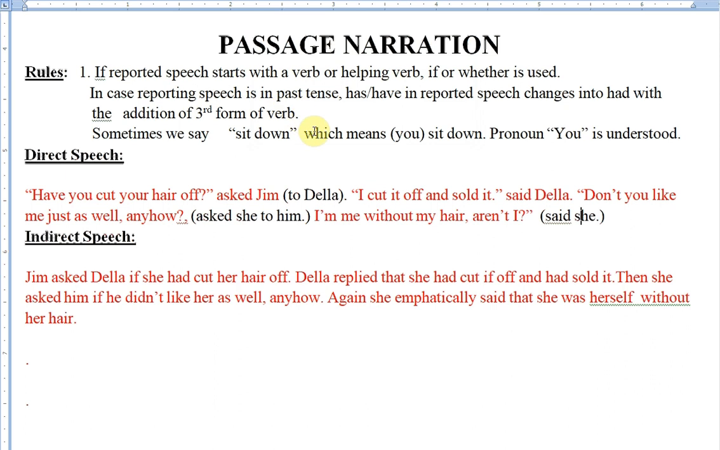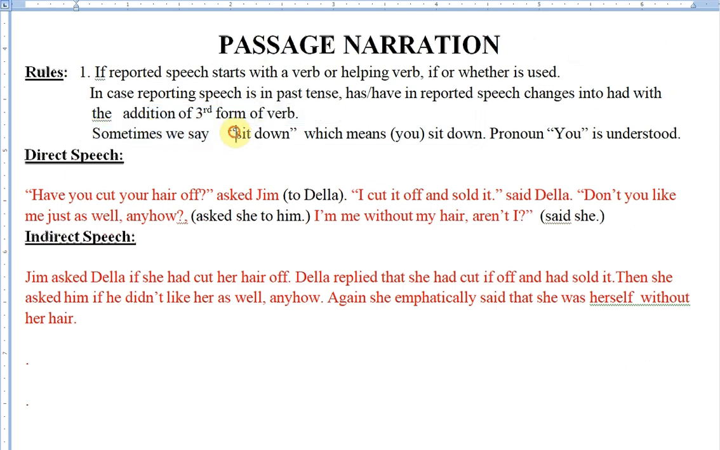Passage narration. Rules. If reported speech starts with a verb or helping verb, if or whether is used. We use if or whether if reported speech starts with a verb or helping verb. In case the reporting speech is in the past tense, has, have in reported speech changes into had with the addition of the third form of verb.